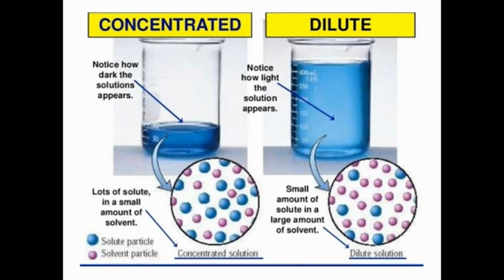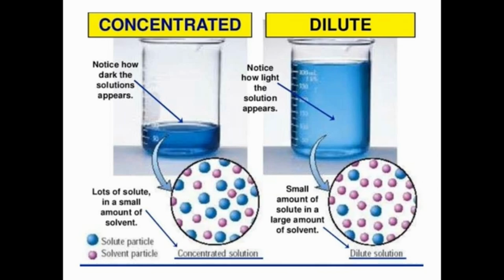So in a typical concentrated solution, the amount of solute is greater than the solvent. In a dilute solution, the amount of solvent is greater than the solute. So in a concentrated solution, the solute is usually more, and of course it gives more color. You can see here that the dark solution appears. You have a deep blue solution. Why? Because there is a lot of solute in a small amount of solvent.